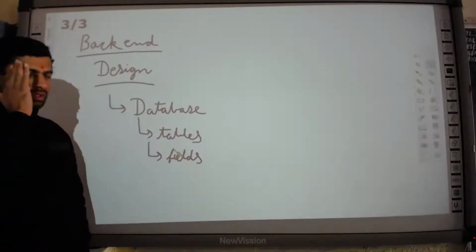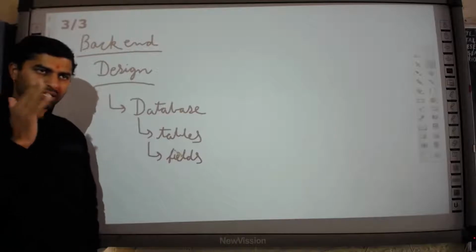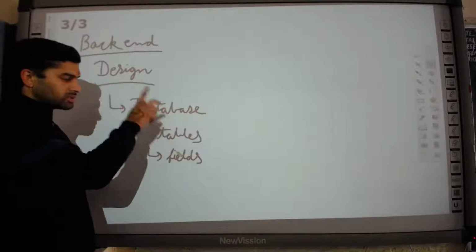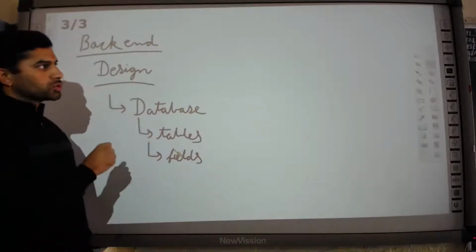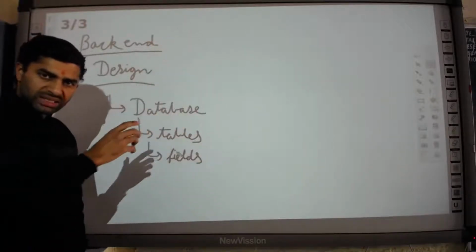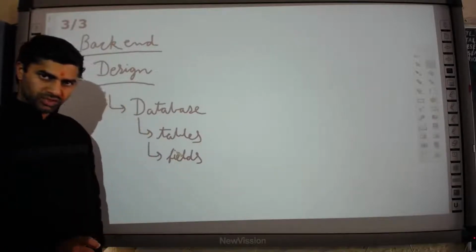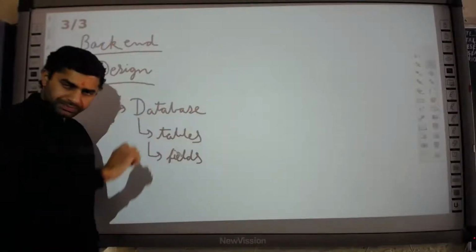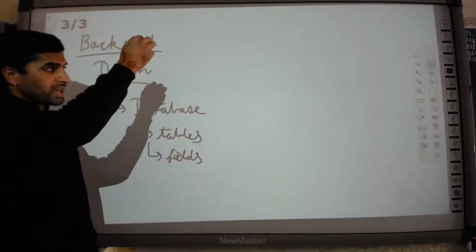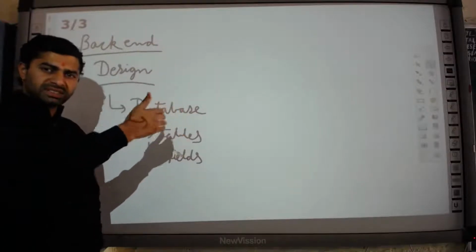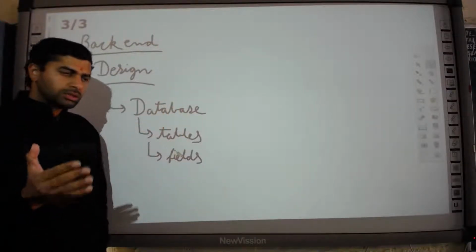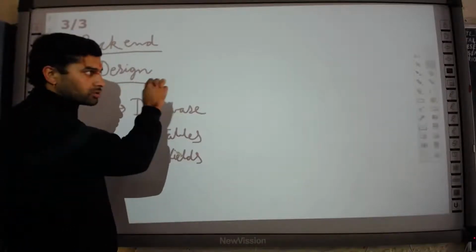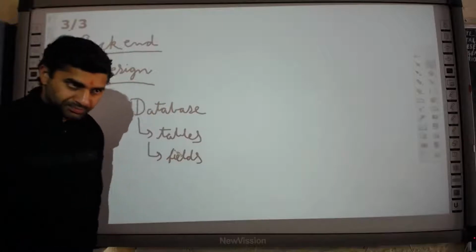But first, as you are clear with your domain, you should be clear with all the fields that are related to that particular domain. So what you should do is write all those fields on a piece of paper. First write the database name, suppose student, and then write number one, number two, all the fields that are possible as per the domain that you have chosen, and write all those fields on a piece of paper.